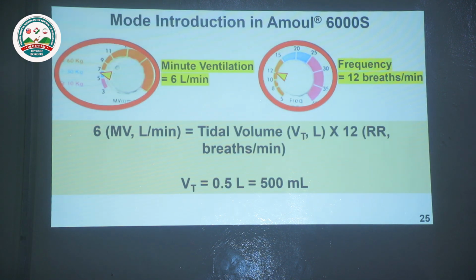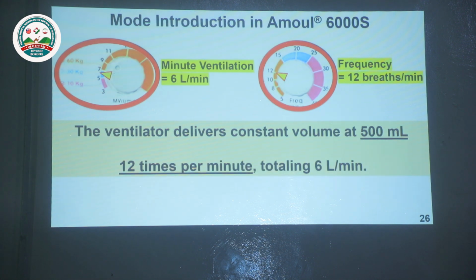Okay, and the next step is to introduce the mode. In these ventilators, they have two modes, IPPV and AC mode. Before talking about the mode, I need to focus on this equation. So I use the same example. If we set minute ventilation around 6 liters per minute, frequency around 12 breaths per minute, when we do the calculation, we can calculate tidal volume around 500 ml.